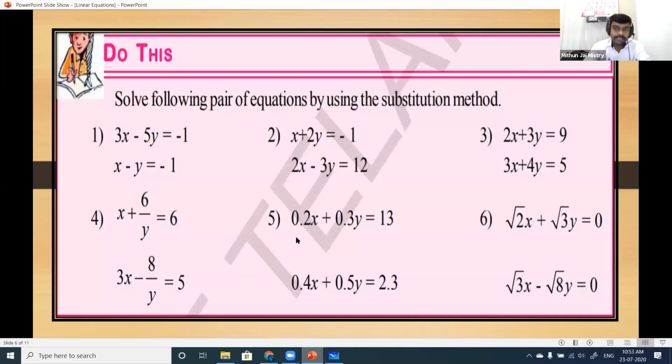Ramu, let me help you. Here you can write 0.2 as 2 by 10, 0.3 as 3 by 10, 0.4 as 4 by 10, 0.5 as 5 by 10. So both by 10 by 10. So LCM by 10. That by 10 will go that side. And you will get finally 2x plus 3y is equals to 130, 4x plus 5y is equals to 230. Understood, Ramu? And then you can solve. Got it?